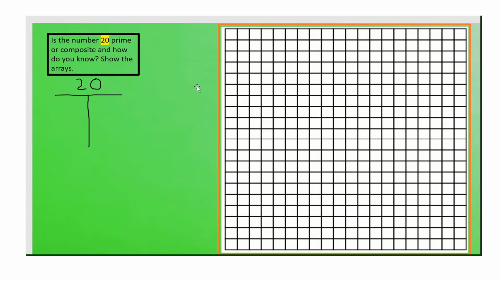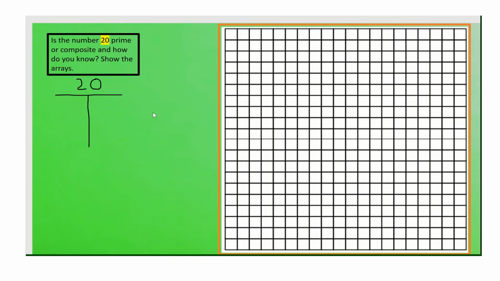So here we have a question. It says, is the number 20 prime or composite, and how do you know? Show the arrays. So the first thing I would do is make our t-chart, which is what we talked about in class already. So we put 20 at the top. Then from there, we are going to find the factors of 20.